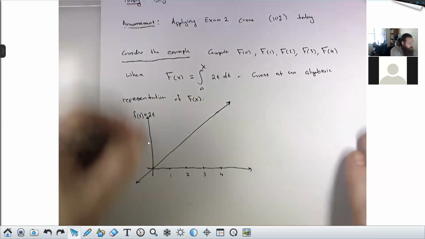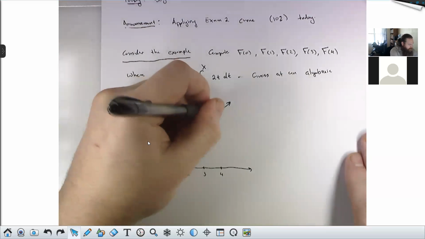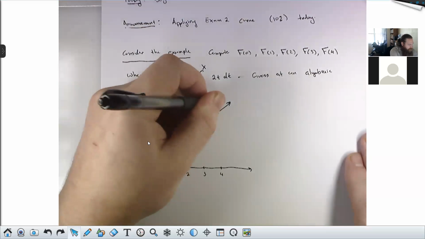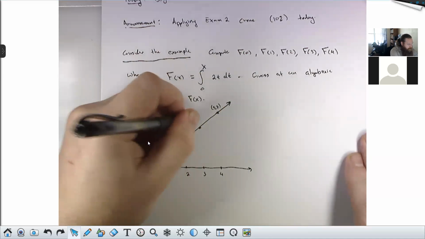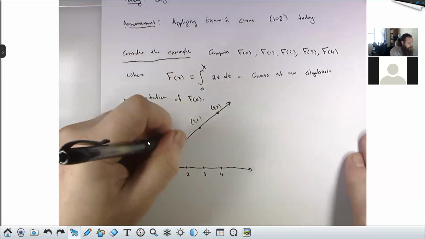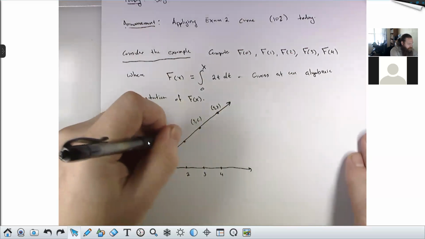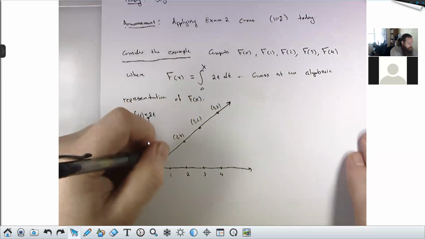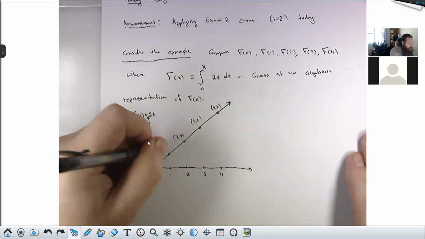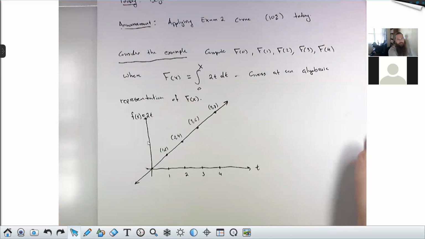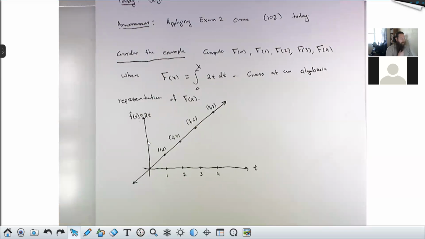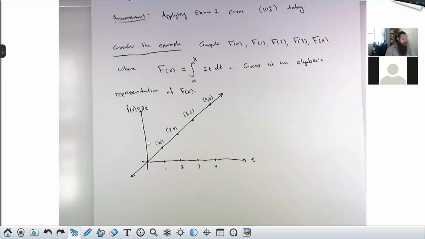I should have left some time here. I'll just put points on here. This is (4, 8). This is (3, 6). This fellow would be (2, 4). This fellow would be (1, 2). This is my t-axis.